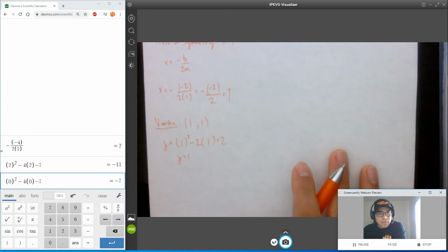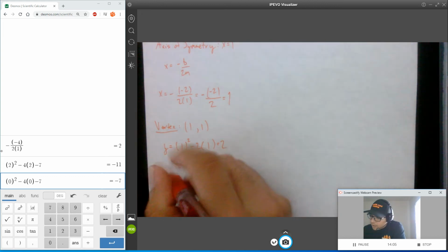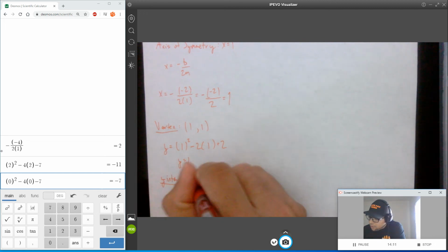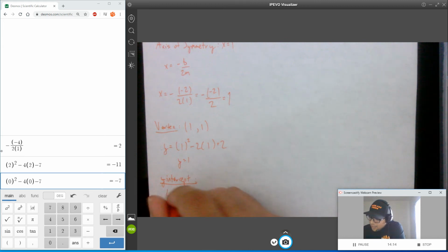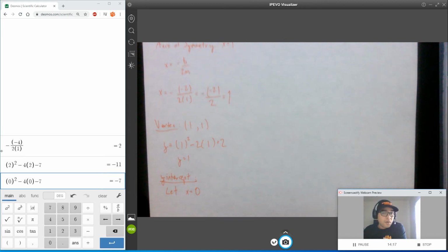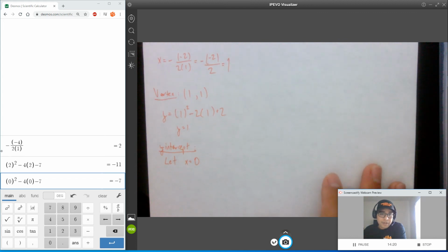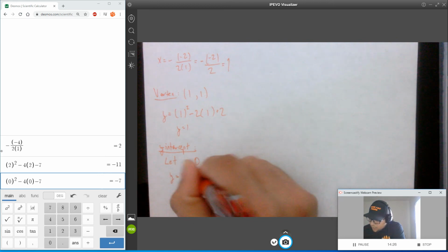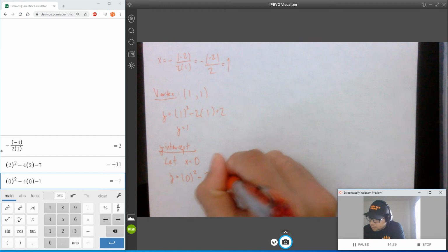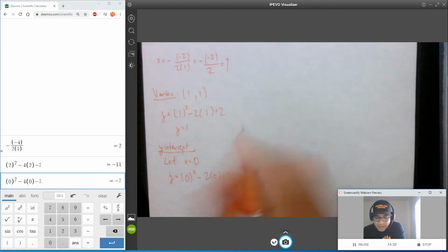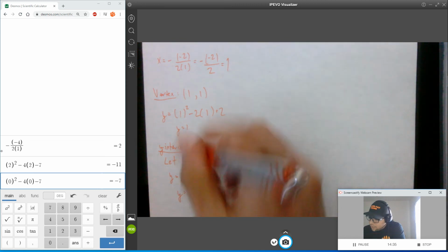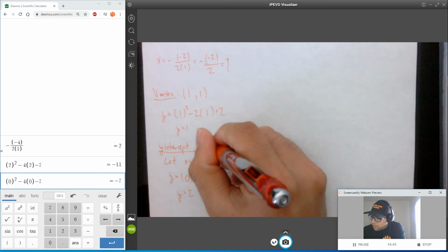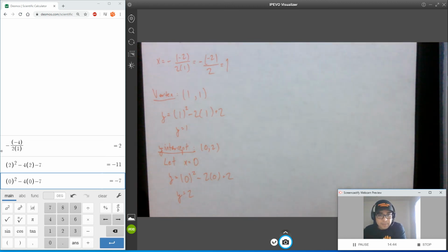Okay? Next, what I want to do is find my y-intercept. For my y-intercept, I'm going to let x equal 0. And you can do this for any quadratic and it will work, so that way you can find your y-intercepts. In this situation, y is equal to 0 squared minus 2 times 0 plus 2. Once I simplify all of that, y is equal to 2. So my y-intercept is going to be 0 comma 2.